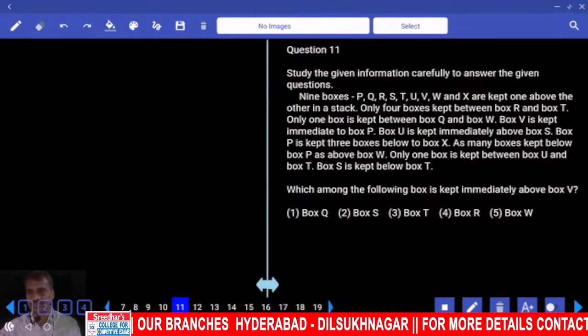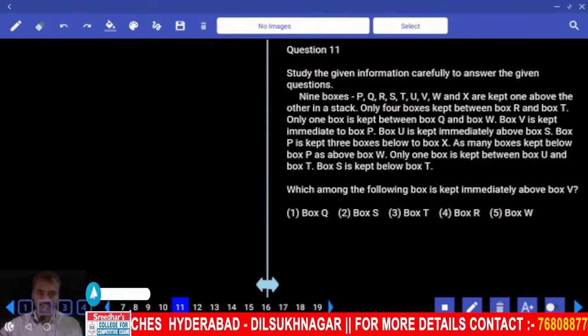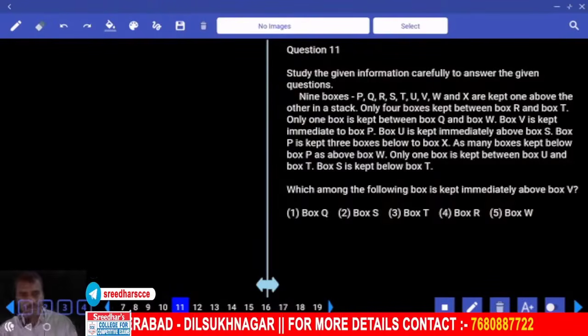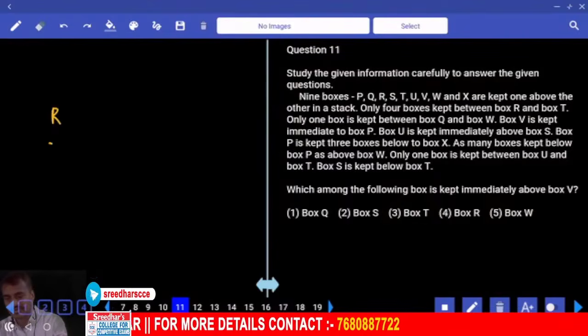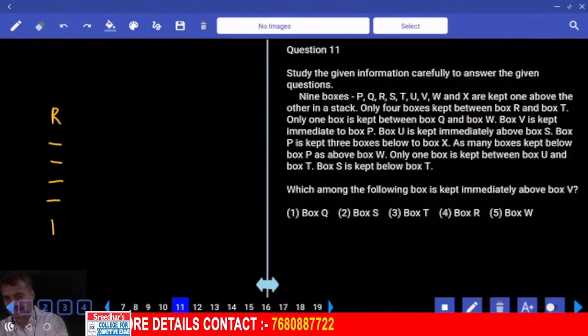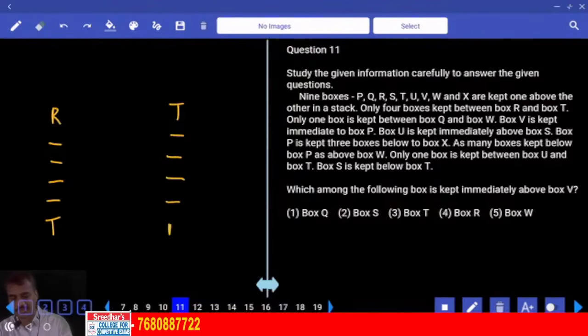The 9 boxes were there. And only 4 in between R and T. If R is here, 1, 2, 3, 4. 4 in between R and T. Or if T is here, 1, 2, 3, 4. R is here. 4 in between R and T. 1 in between Q and W. Q and W how many? 1.